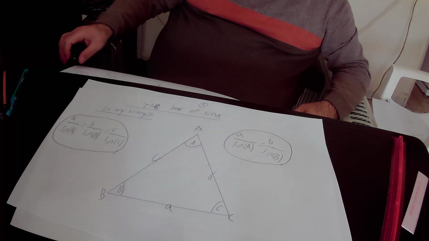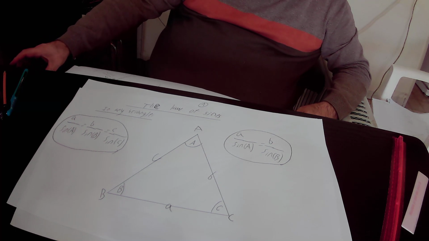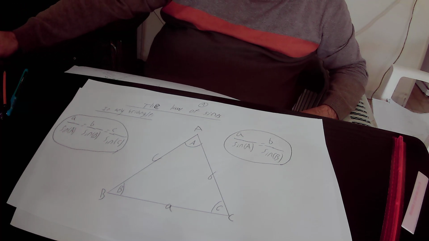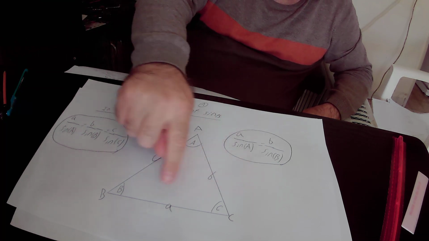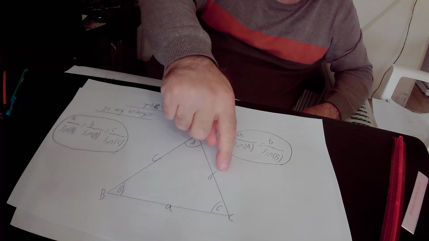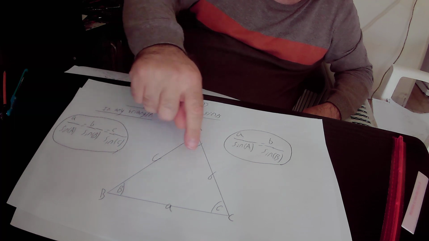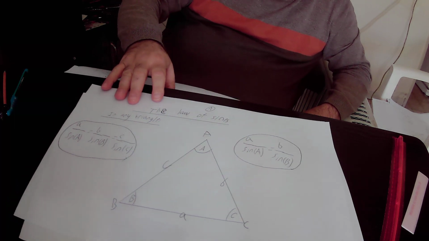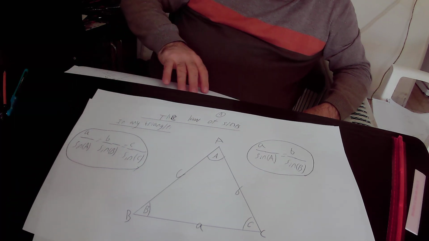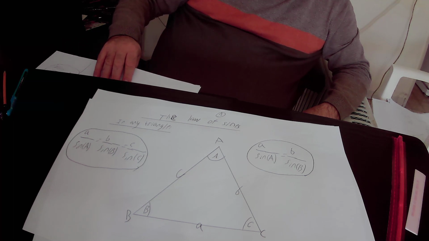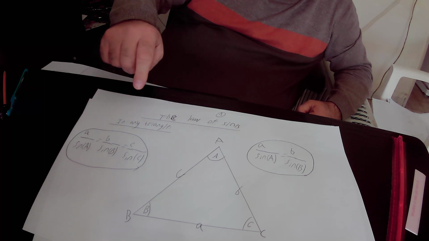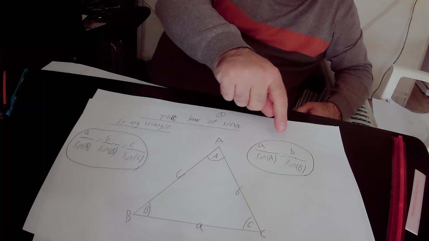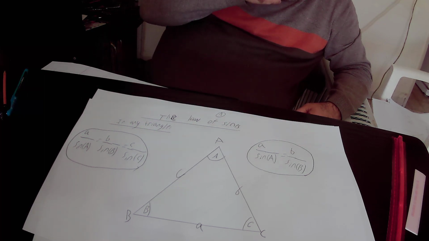Then according to the law of sines, we will get that A over sine A equals B over sine B equals C over sine C. And this equation is true in any triangle. So from this formula, we will derive that A over sine A equals B over sine B.